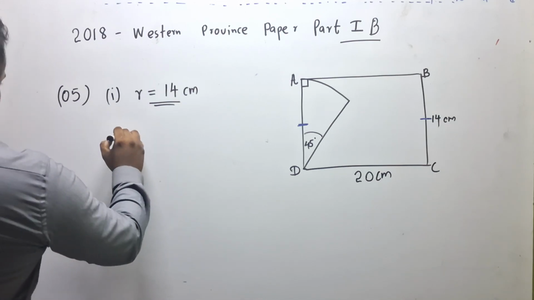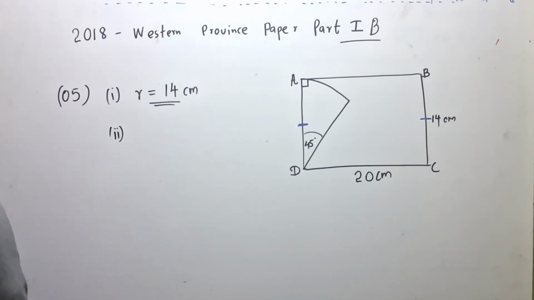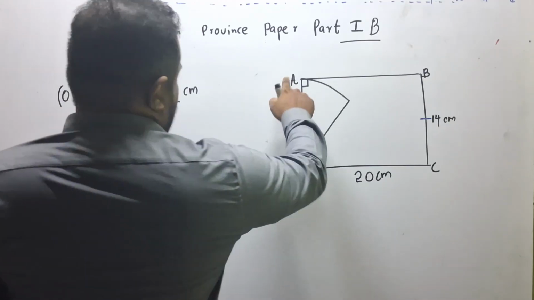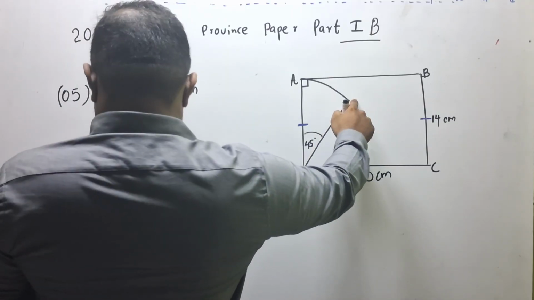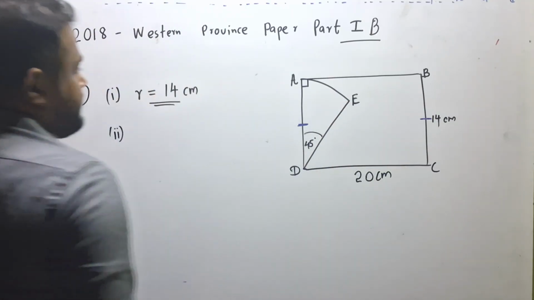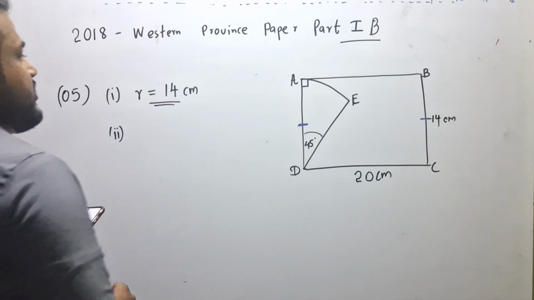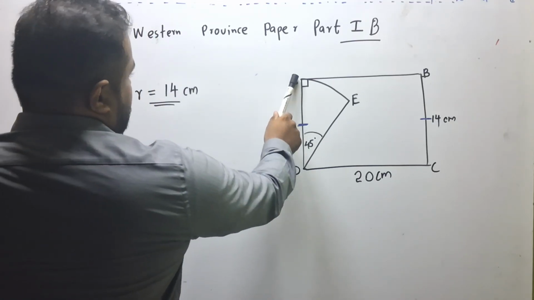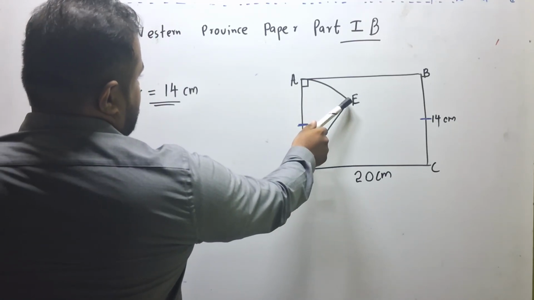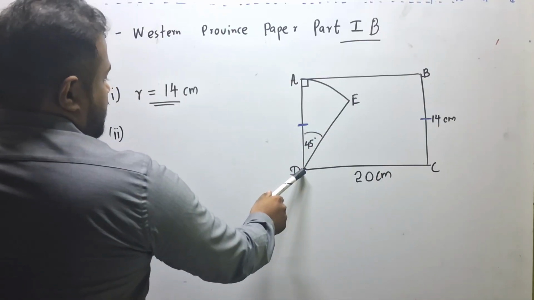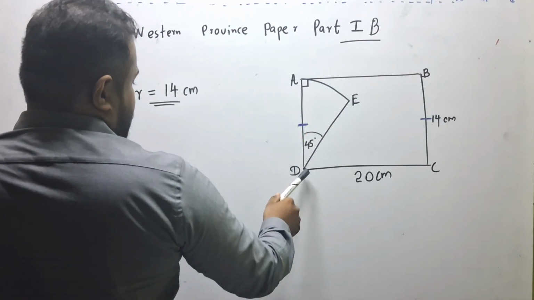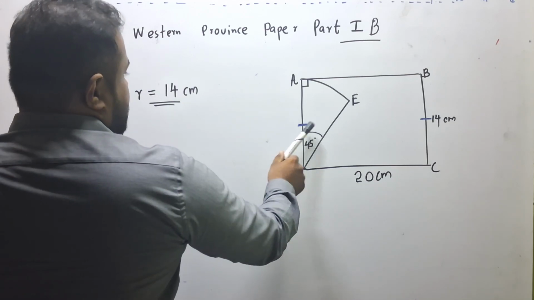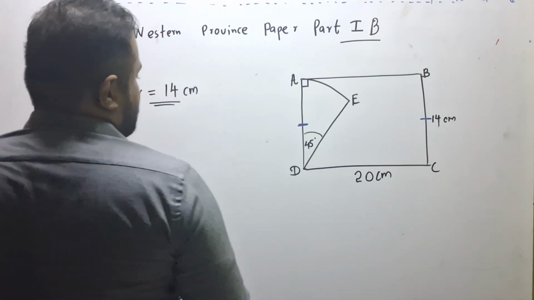Question number 2. Find the perimeter of the ABCDE metal lamina. A, B, C, D, E. To find the perimeter of the metal lamina, you must know this AE sector length plus 14. How is this 14? Because AED is a sector, and if this is a radius, this must also be a radius. So this is also 14.